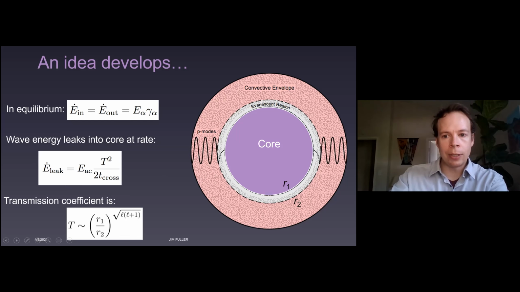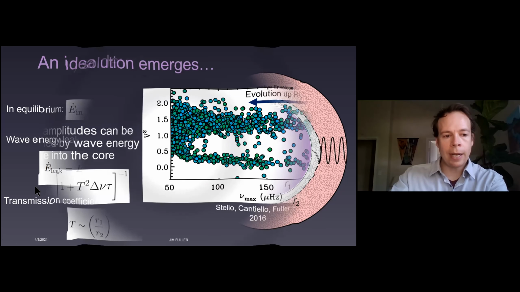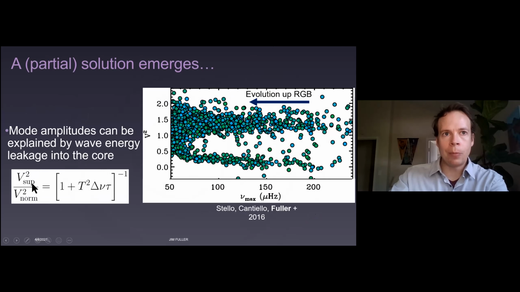It's basically just the energy in this cavity multiplied by the fraction of wave energy that leaks through this boundary every time the wave propagates back and forth, so every wave crossing time. That's the rate at which this mode would lose energy. And that allows you to then calculate the amplitude that such a mode would have, relative to a normal mode where the power that leaks into the core is able to come back out.